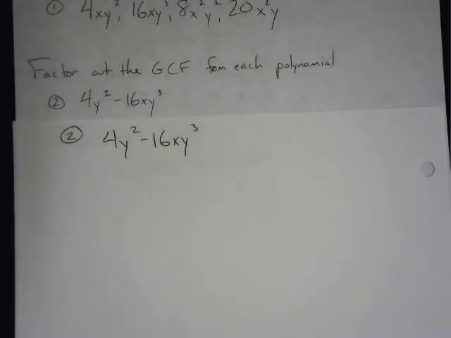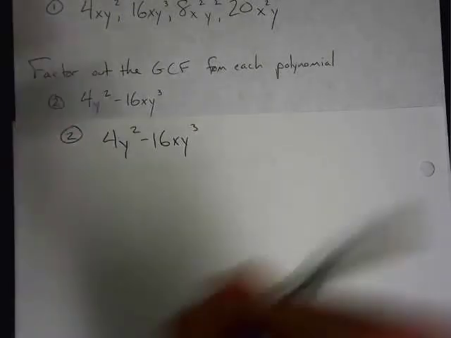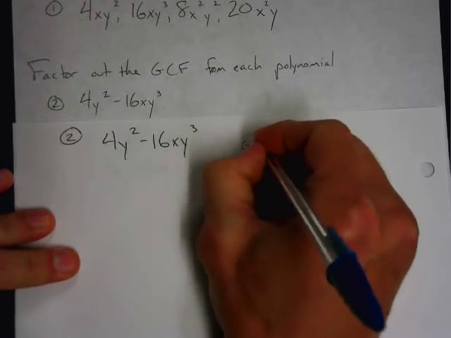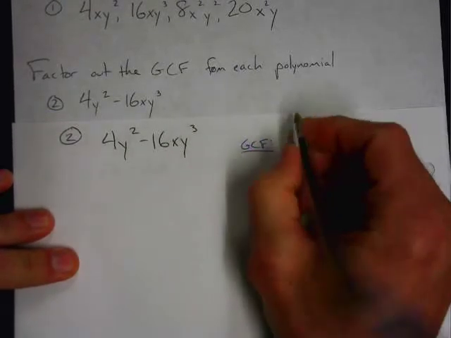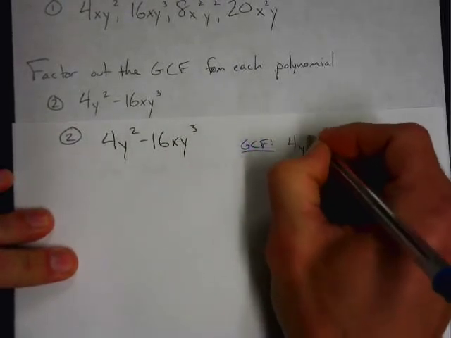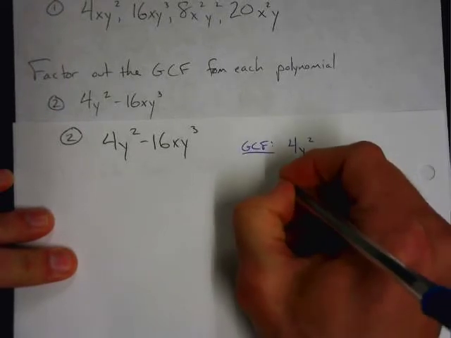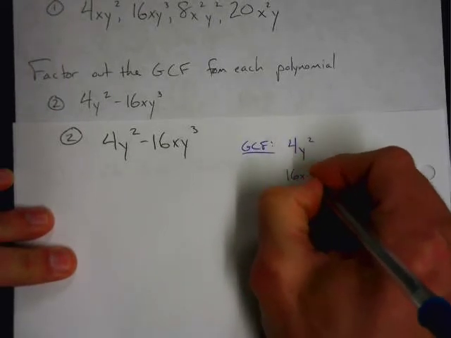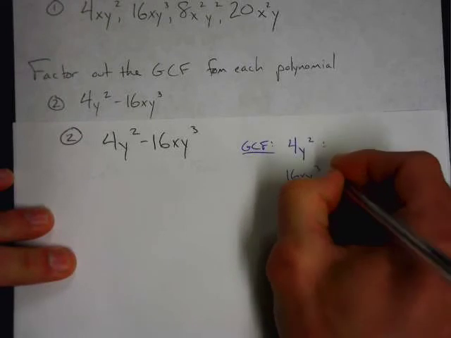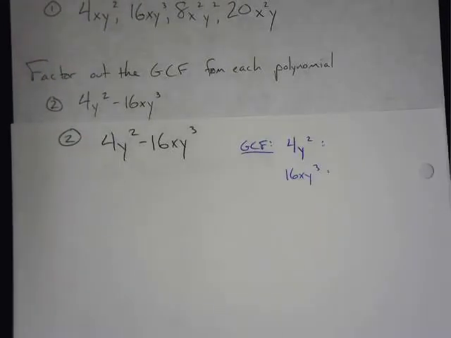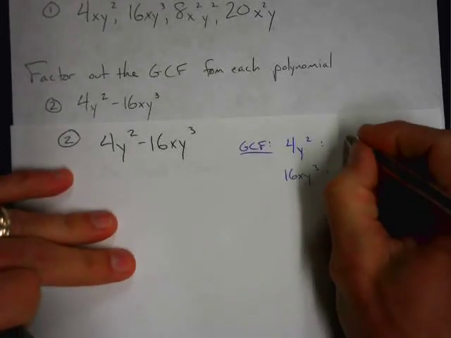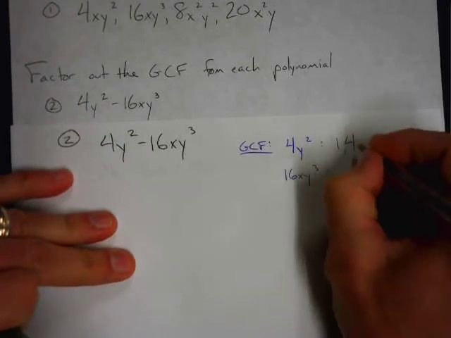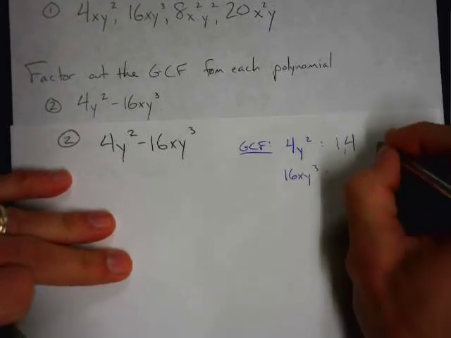Well, first things first, let's find out what is the greatest common factor. The first thing is we need to find the GCF of those two terms. We have a 4y squared, and we have a 16xy to the third. We're going to have to figure this out pretty quickly, too. The faster you can be at finding the greatest common factor, the easier your life is going to be with factoring.